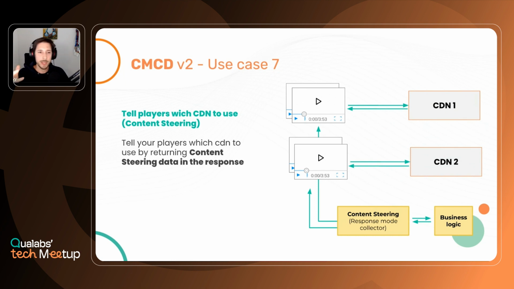So thinking about this, for example, we can upgrade our previous use case of just monitoring the CDN, and now we can not just monitor, we can also do content steering. We can collect data from the players about the performance of each CDN, and we can send back content steering information saying, oh, you player, this session should move to this other CDN because you're going to have better metrics or whatever. So you can do this with CMCD plus some plugins that you could write.